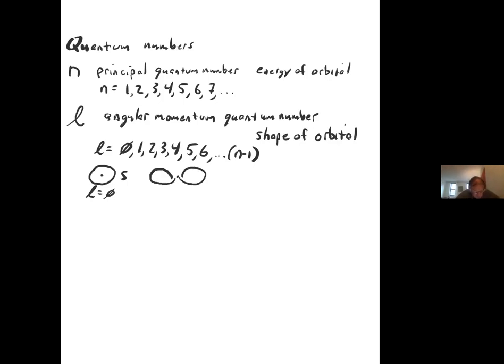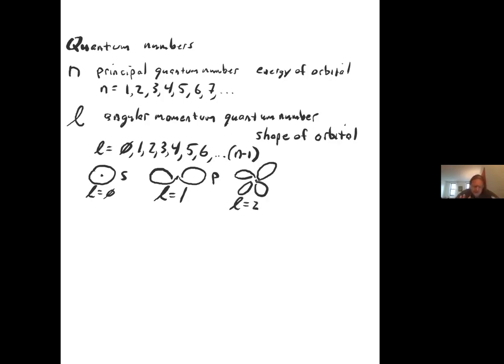There's your P, right? That's the one we talked about earlier. There's your P. This is the case where L equals 1. Okay. And then we talked about the D. The D is the one with 4 lobes, right? This is the case where L equals 2.